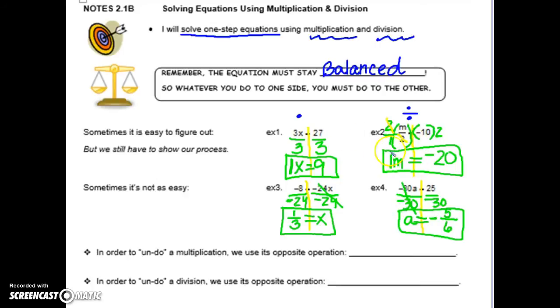Okay? So some easier ones, some more challenging ones. Bottom line, just be very careful and go slow when you're doing these problems. So if I have a multiplication problem like this, how do I undo it? The opposite operation is going to be division. And then how do I undo a division problem like this? The opposite would be multiplication. Okay?